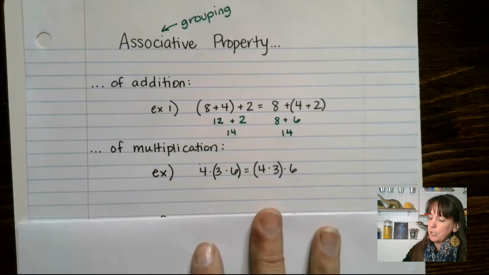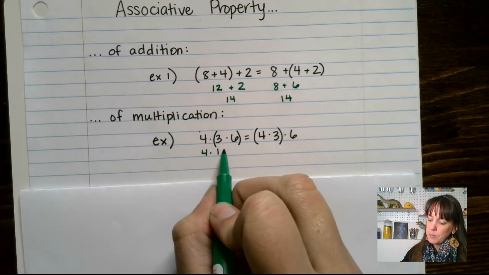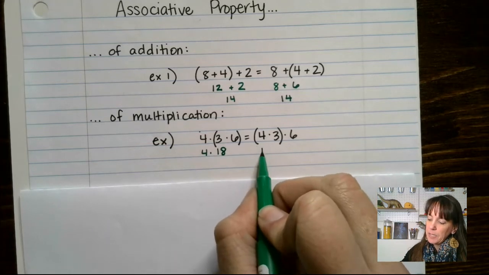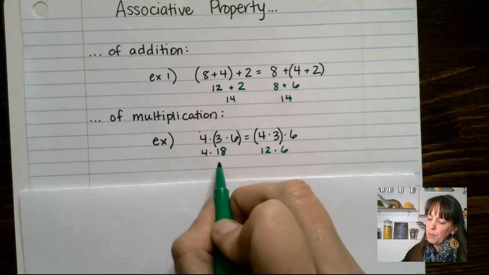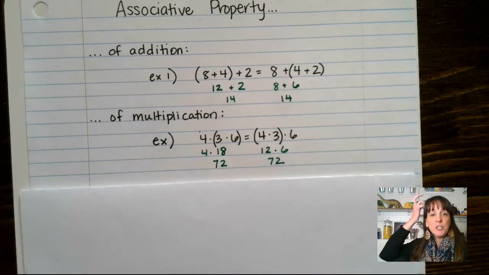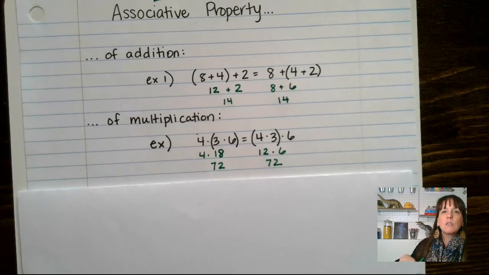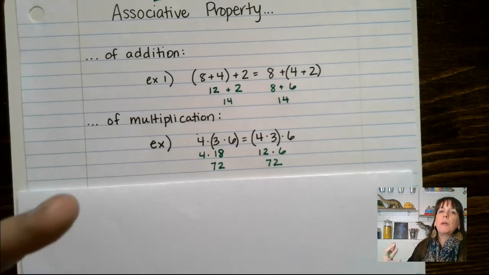Same with the multiplication. All right, we've got 4 times, and the stuff in the parentheses would be 18. And over here, we've got 12 times 6. Both of those are going to give us 72. So again, in multiplication, we're looking at grouping those different things. So the associative property is just a grouping property.